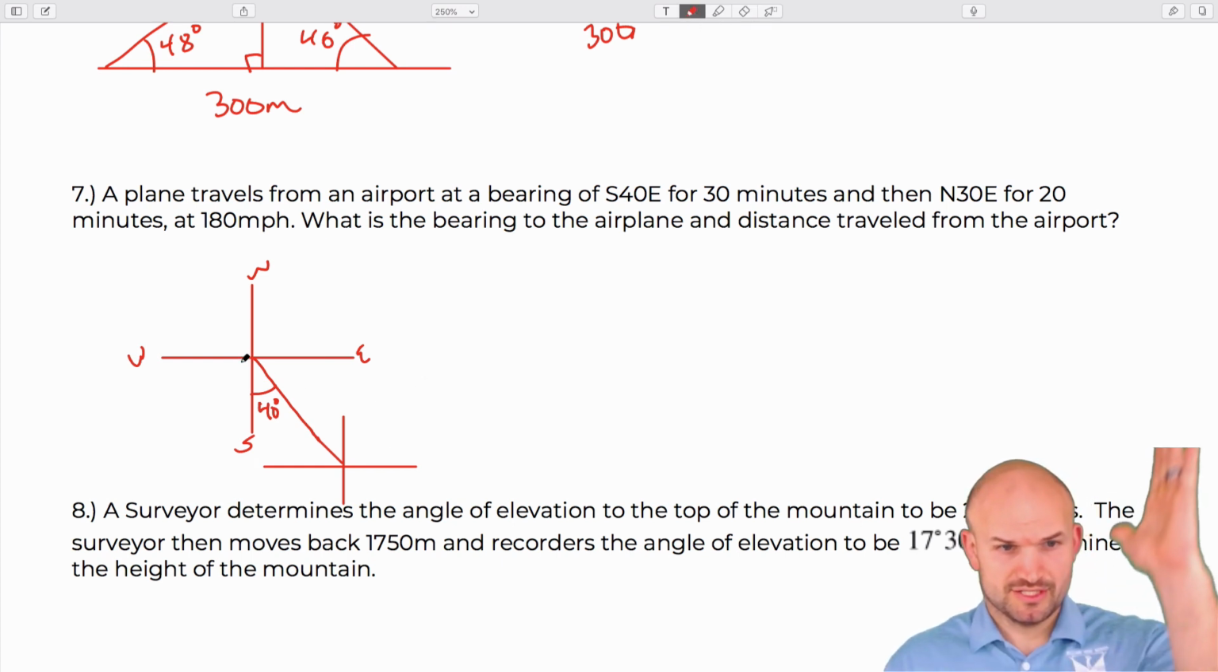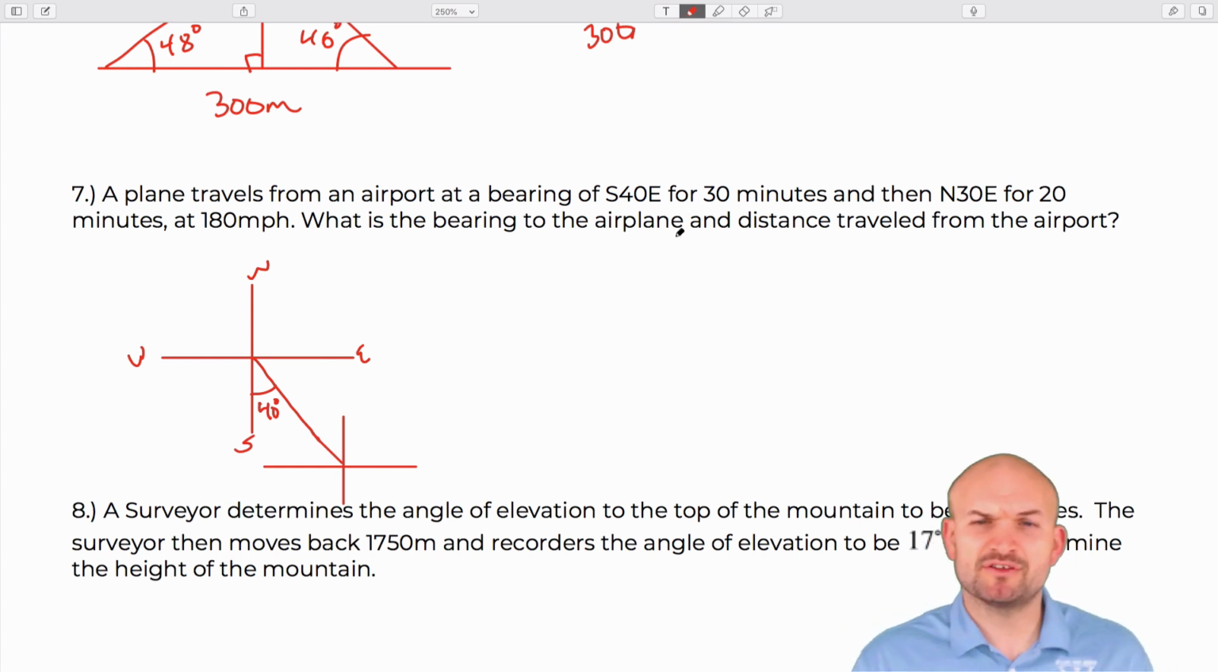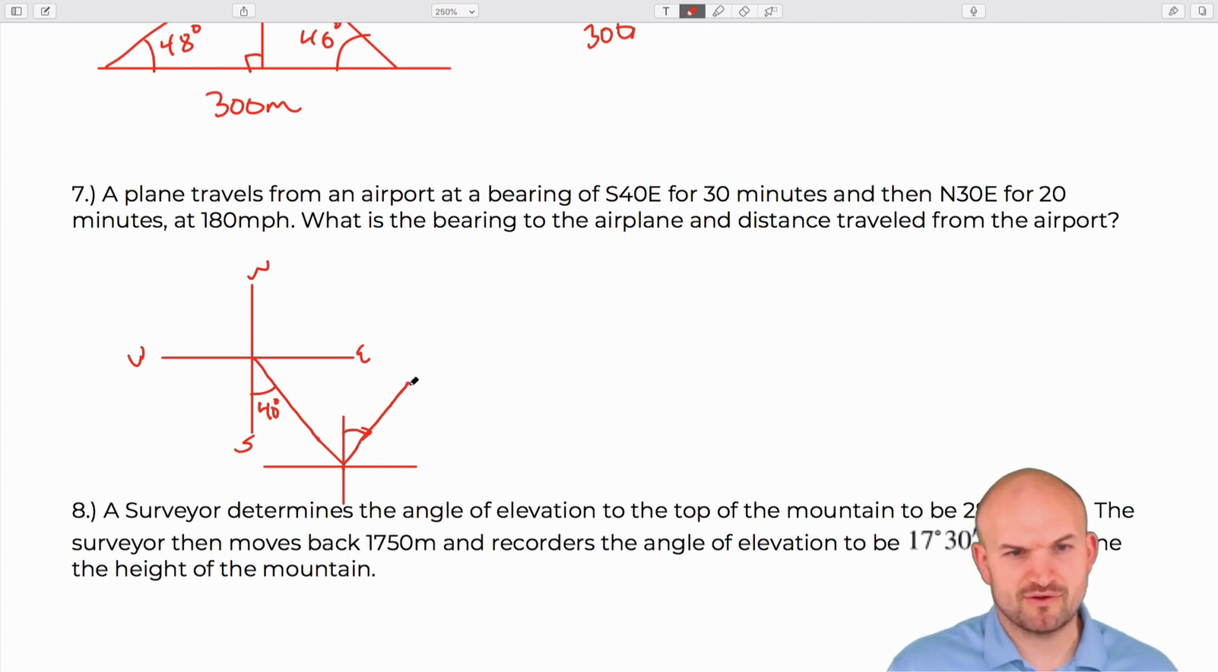So now it travels this way. Again, we don't know how far it's gone. We just know it's been traveling for 30 minutes at 180 miles per hour. So therefore, it is going to change direction to north 30 degrees east. That's going to look something like that. Again, I don't know if it's going to go any farther. It looks like that's shorter, so I'm going to stop right there.